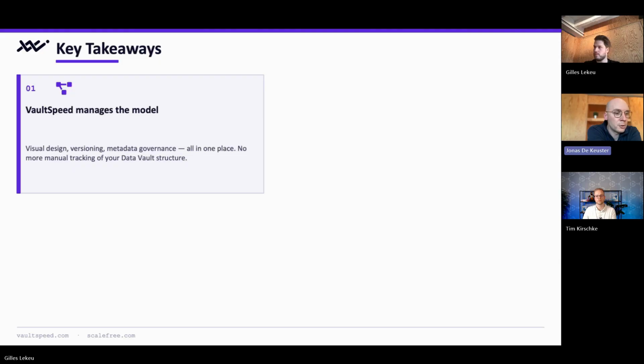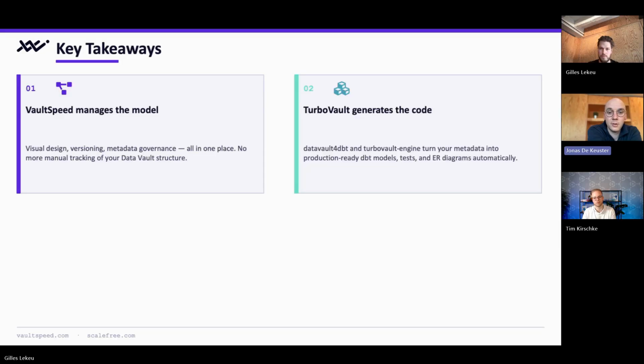Whether it's a banking model or an insurance model or whatever, that's not the point. You design the model towards the industry in which you're active. So that's what VaultSpeed does for you, and also, of course, the management and the versioning of these models and how they evolve over time. Then we handed it over to Turbovault using the integration that we built together. Turbovault will generate the code. It's data vault compliant code, dbt compliant code, so it will run everything smoothly as we saw in the demo.